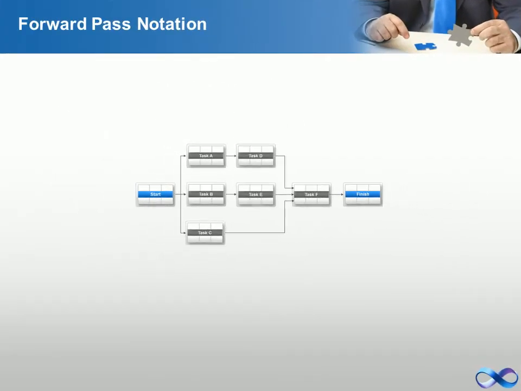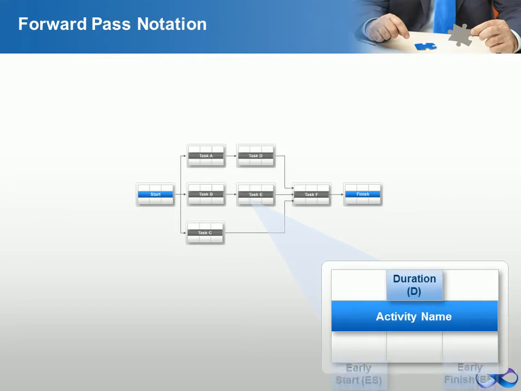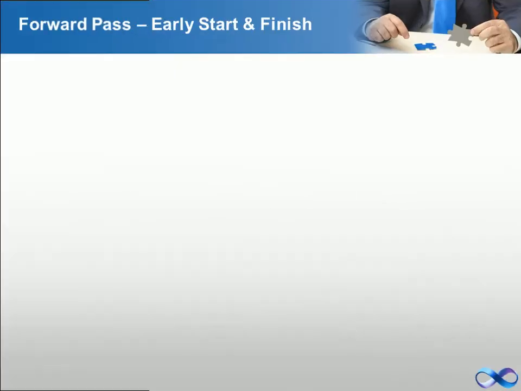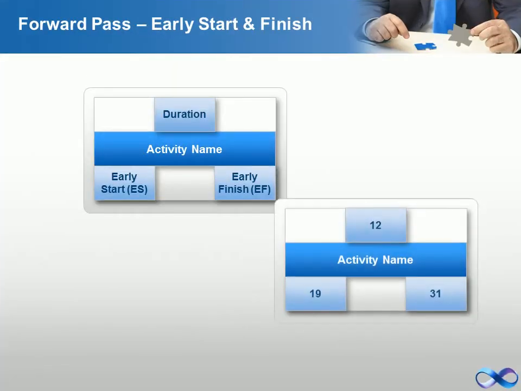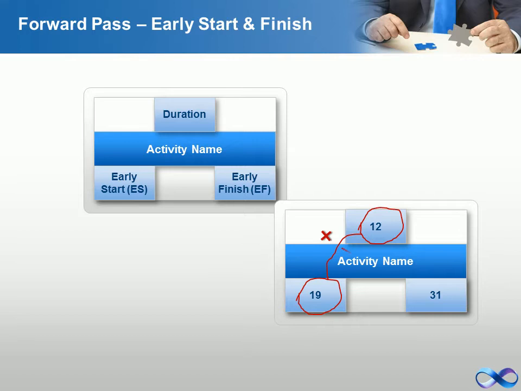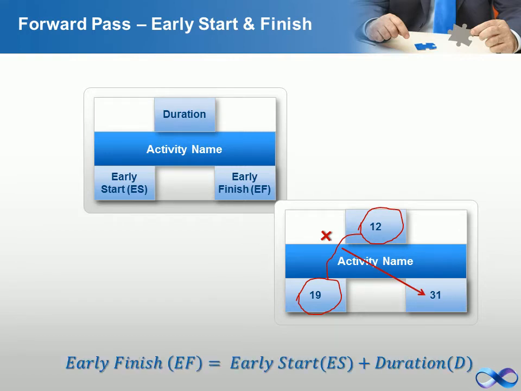To show the data on the forward pass, two additional elements are added to the precedence diagram picture. The first element is the duration of each activity. The duration of the activity should be shown in the center of an activity's node.